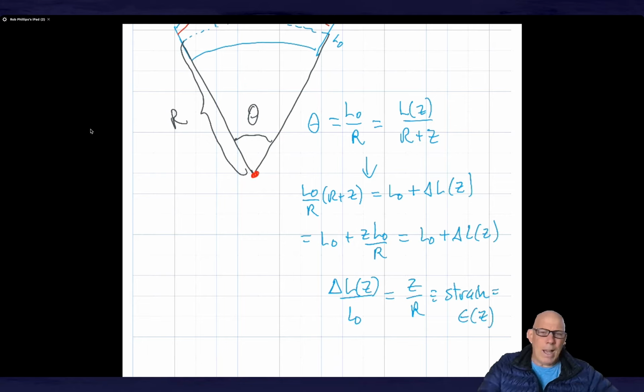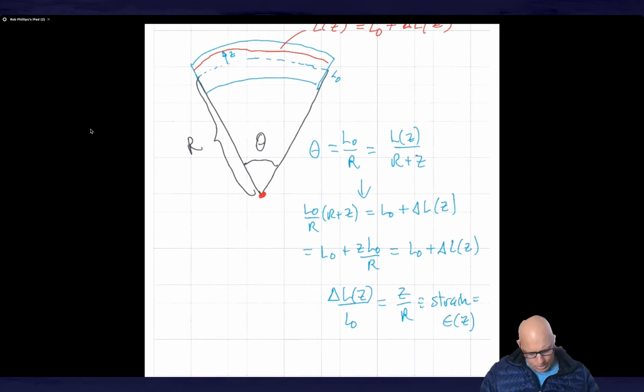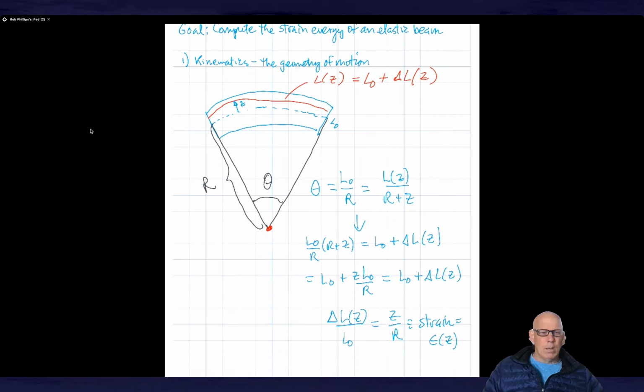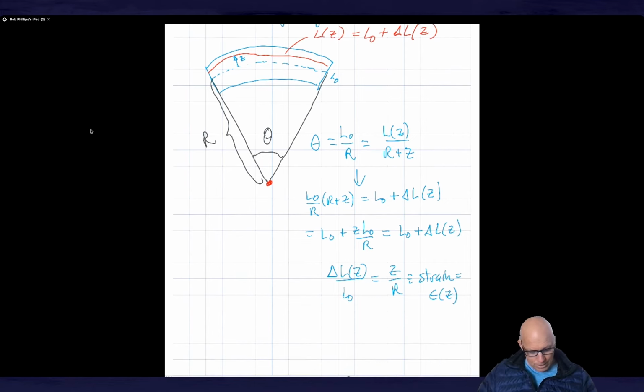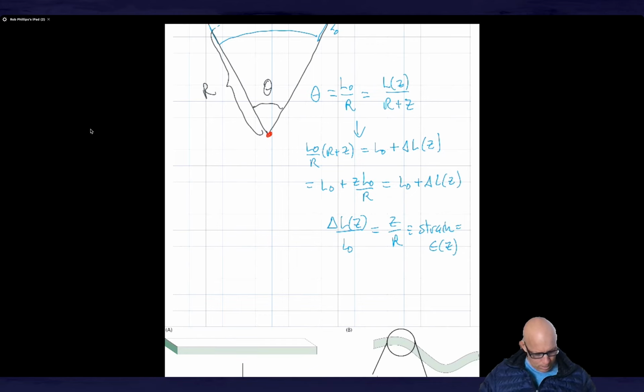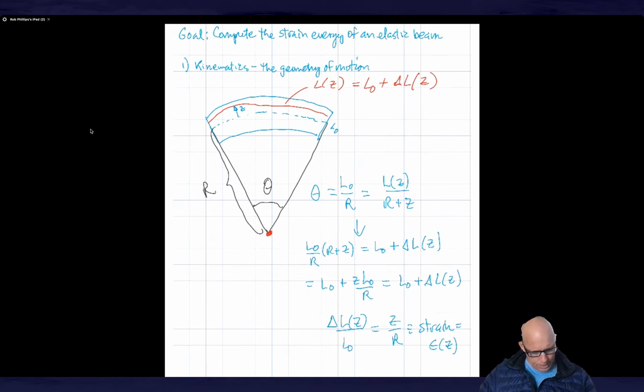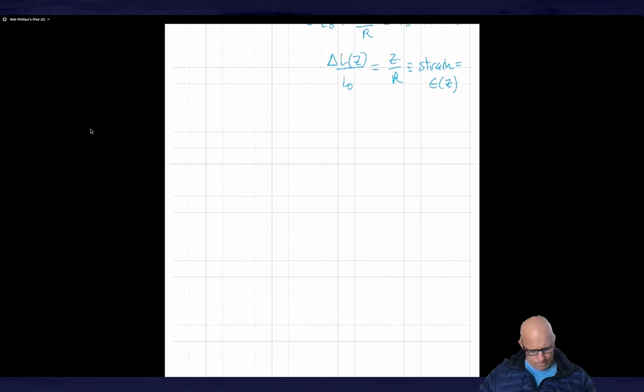So we've actually characterized the geometry of deformation. We've said what the strain is everywhere within the beam, which is powerful. We actually have characterized the nature of deformation of this object. So now we're ready for the next step, which is to obtain the energy. How do we do that? So step 2 is to find the energy.